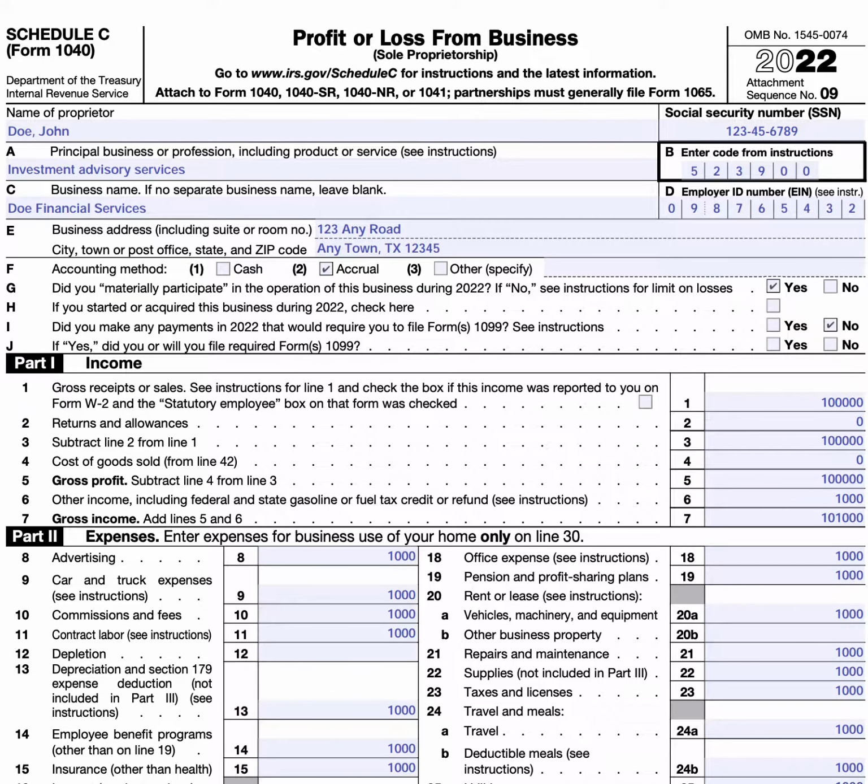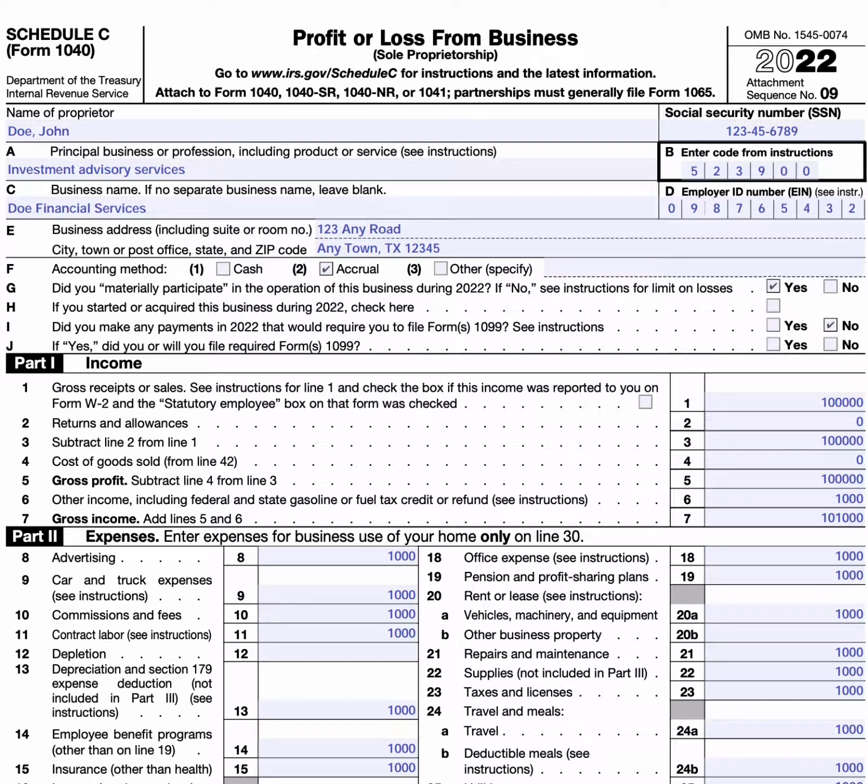In line H, check the box if you started or acquired the business during the tax year. In line I, if you made any payments that would require you to file a Form 1099. This could be for an independent contractor, or for a wide variety of different areas. So generally speaking, the difference between hiring consultant help for a business versus having to file a Form 1099 really depends on whether you're hiring an individual or if you're hiring a business where an individual from that business helps you to perform whatever work that you need to do.